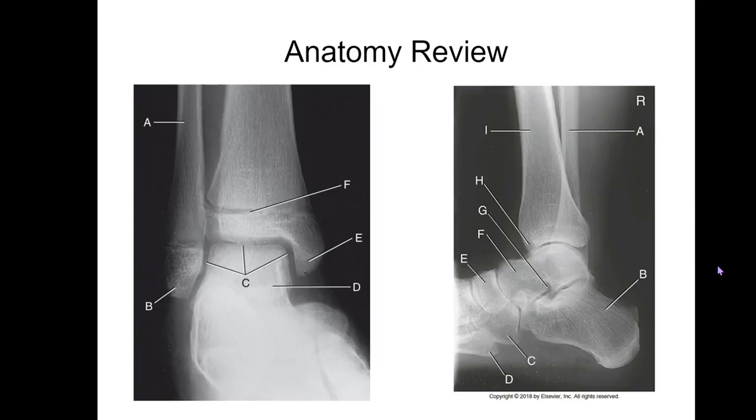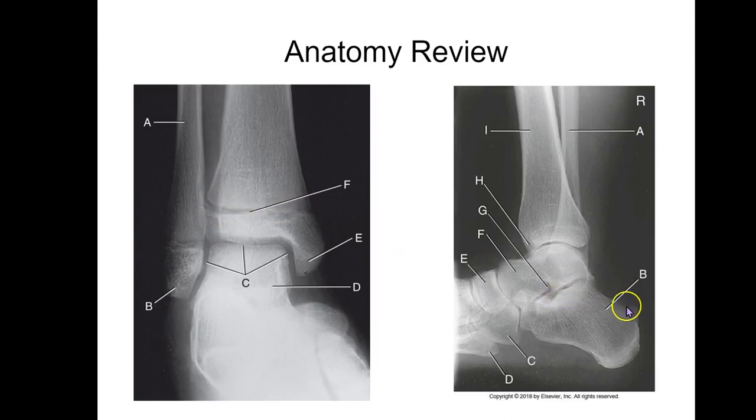So here are some x-rays. Let's practice and see if we can identify this anatomy that we just learned. So let's start with the image on the left. This is an example of a mortise. So A is your fibula, B is your lateral malleolus, C refers to the open mortise joint, D is the talus, E is the medial malleolus, and F is an epiphyseal plate. And notice it's starting to fuse here, but it's still open a little bit here.